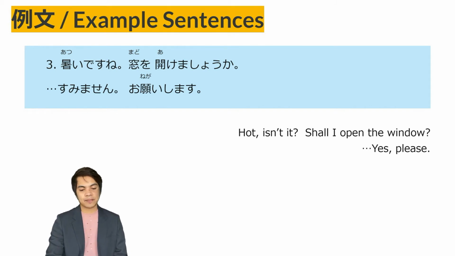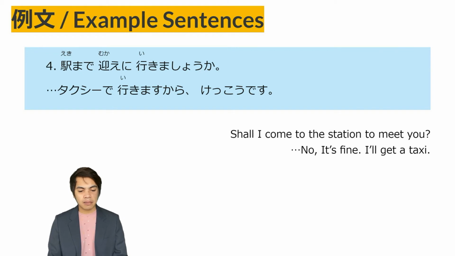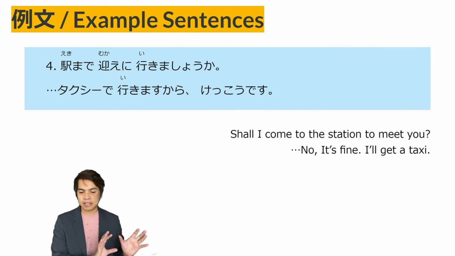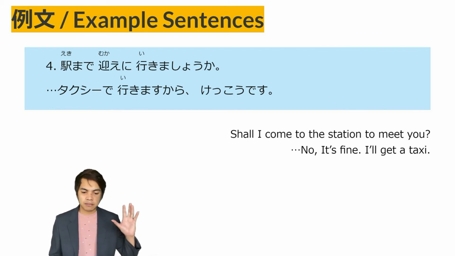Yes, please. Number 4, eki made mukae ni ikimashou ka? Takushi de ikimasu kara kekkou desu. So the person said, eki made, to the station, mukae ni ikimashou ka? Mukae, from the verb mukaemasu, to meet someone. Particle ni ikimasu. Do you remember our previous lesson? The purpose of going, particle ni ikimasu. So the purpose of going to the station is to meet someone.